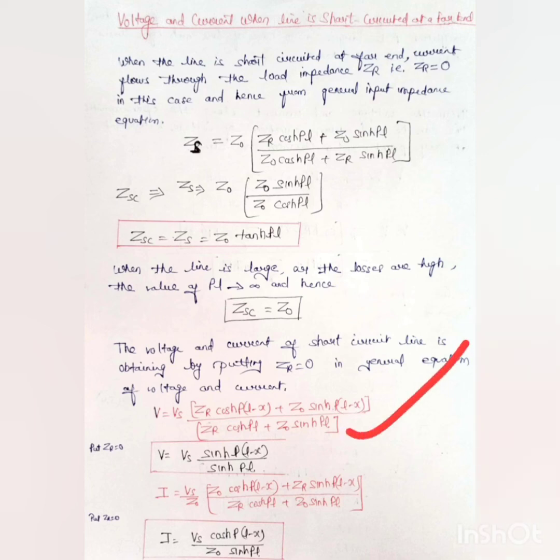This is the voltage equation of any transmission line. We put Zr equals 0, and after putting Zr equals 0 we get this expression. Likewise, this is the current equation of a transmission line, and after putting Zr equals 0 we get this expression. In this way we solve for both voltage and current equations when open circuited and short circuited.